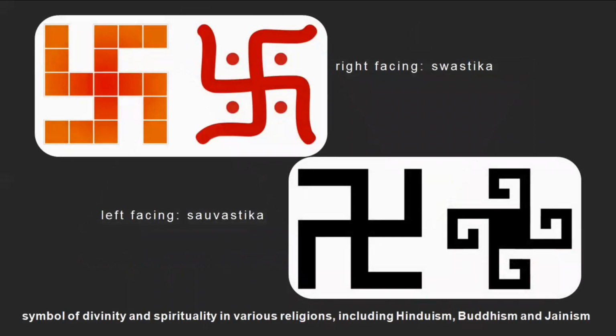Here are swastikas. We think of swastikas mainly with a very different connotation here, but actually these are very ancient symbols and they've been used across the world in very different contexts. They are a symbol of divinity and spirituality in various religions, including Hinduism, Buddhism, and Jainism. Hope I'm saying that right. Above, we can see the right-facing symbol. This is called a swastika. And below, the left-facing symbol is called a sauwastika.